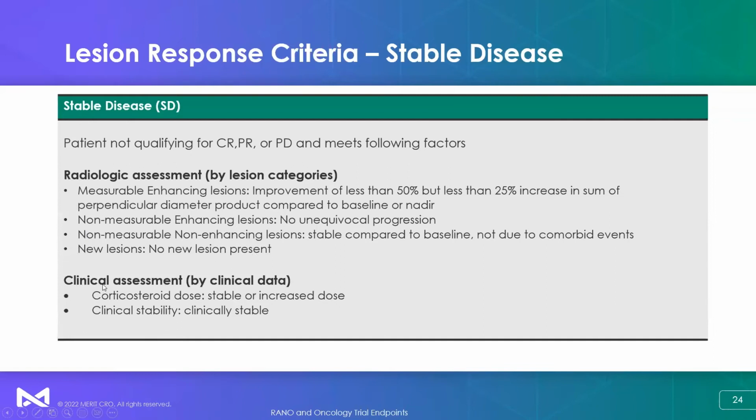Upon the clinical assessment, corticosteroid dose should be stable or increased. And clinical status could be clinically stable, but should not be worsening or deteriorating.